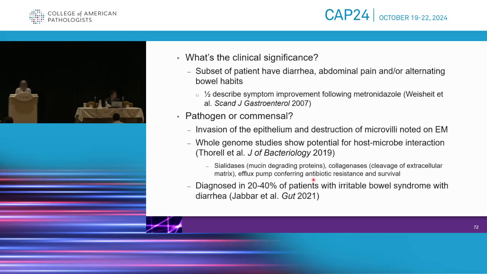The other kind of interesting thing about this is that it's diagnosed in 20 to 40% of patients who have irritable bowel syndrome in more recent studies.